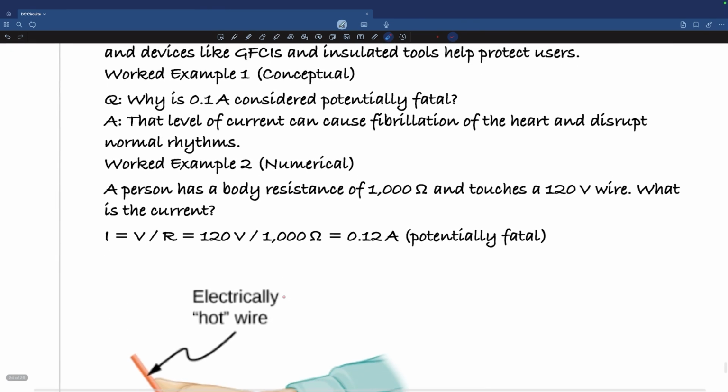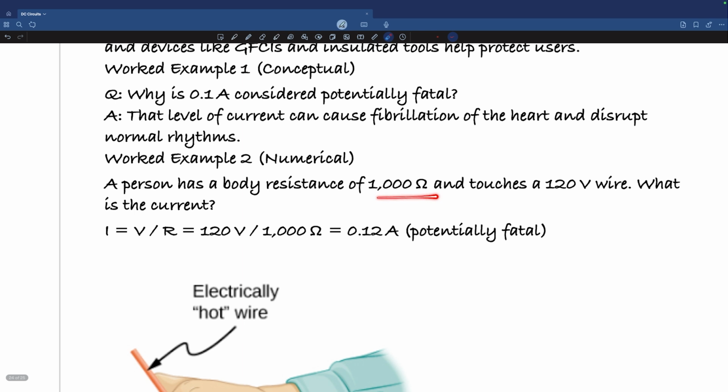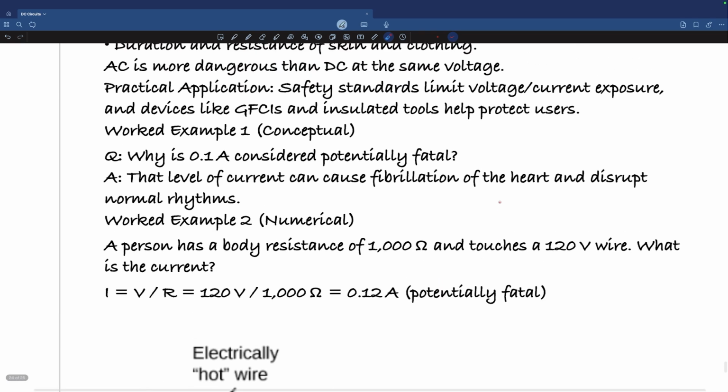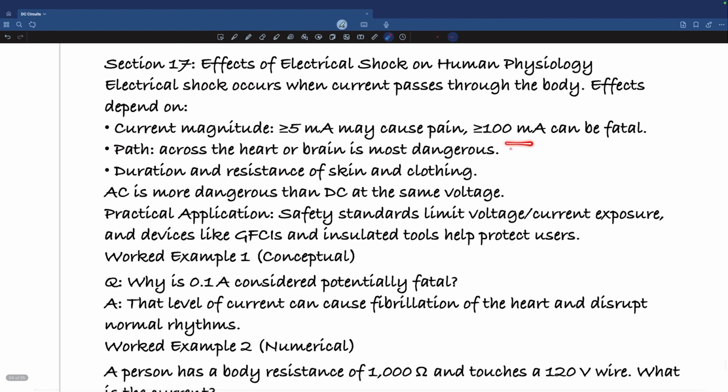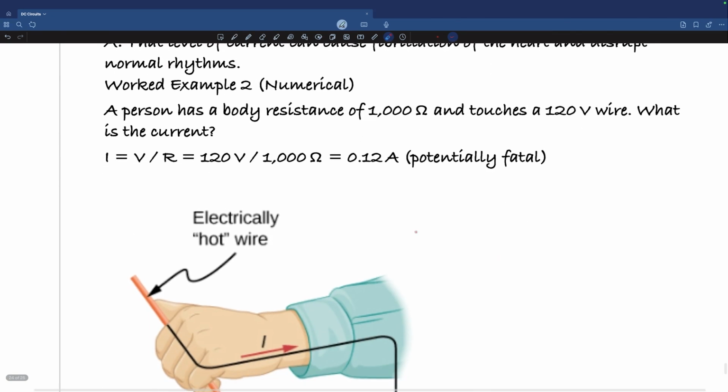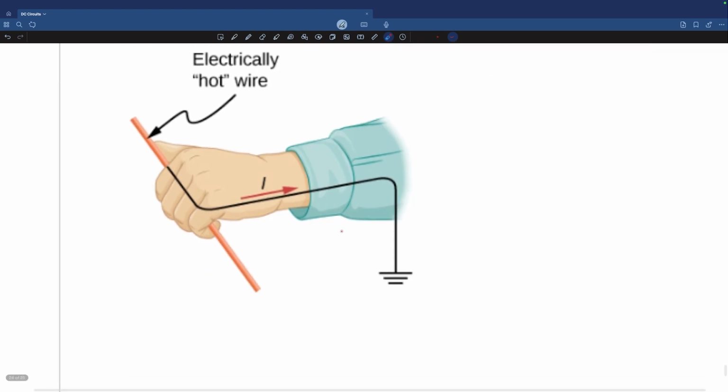Okay. A person has a body resistance of 1000 ohms, touches a 120 volt wire. What's the current? Wow. Gone. Now these are typical values. So if you touch a 120 volt wire and we have a typical resistance of 1000 ohms, that's going to produce a current more than, remember, 100 milliampere. This is 120 milliampere, right? So that's why it's fatal.